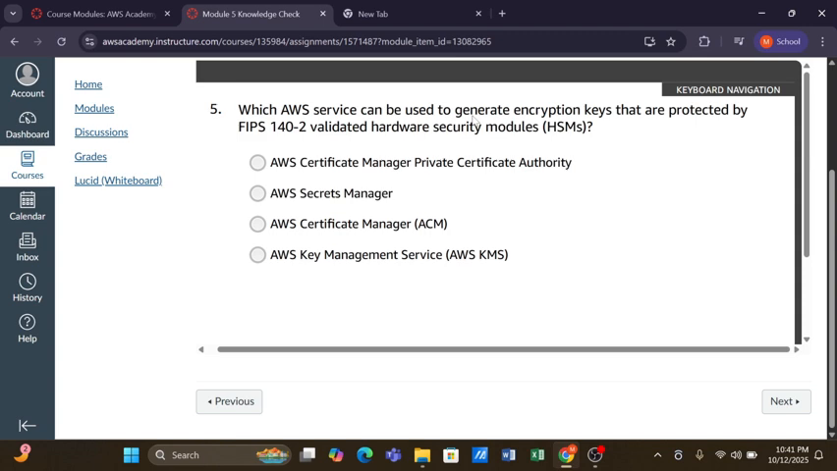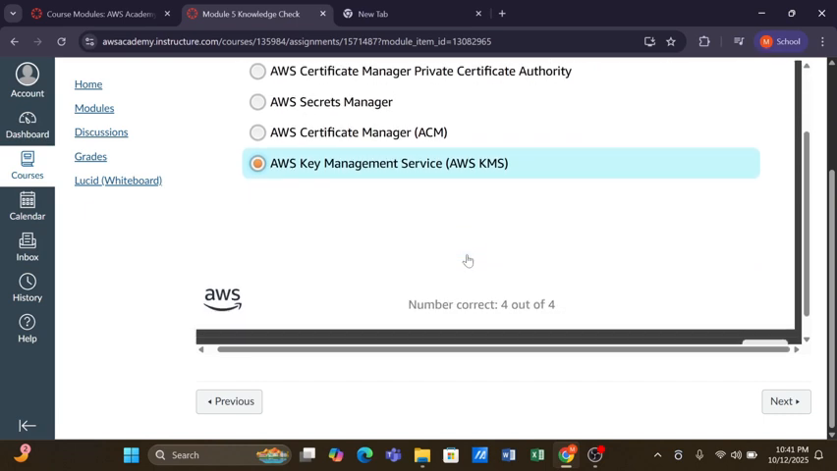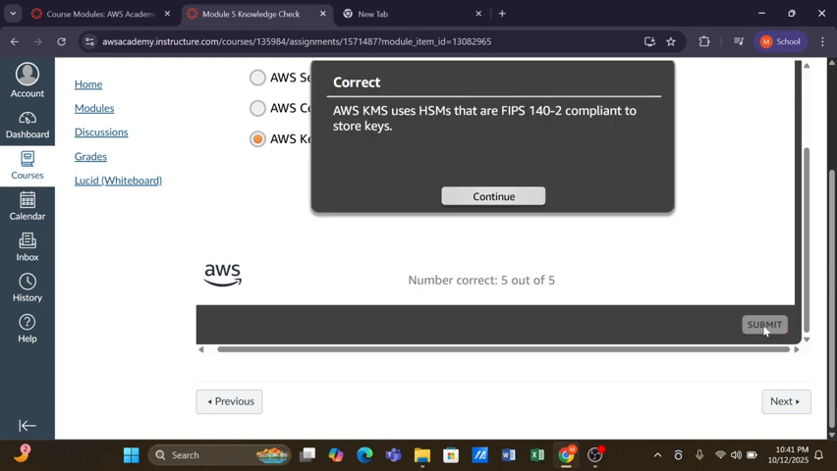Which AWS service can be used to generate encryption keys that are protected by FIPS 140-2 validated hardware security modules (HSMs)? Is it AWS Certificate Manager Private Certificate Authority, AWS Secrets Manager, AWS Certificate Manager (ACM), or AWS Key Management Service (KMS)? To generate encryption keys, like we did in the previous videos, encryption keys are generated using AWS Key Management Service, or KMS. Now on to the next question.